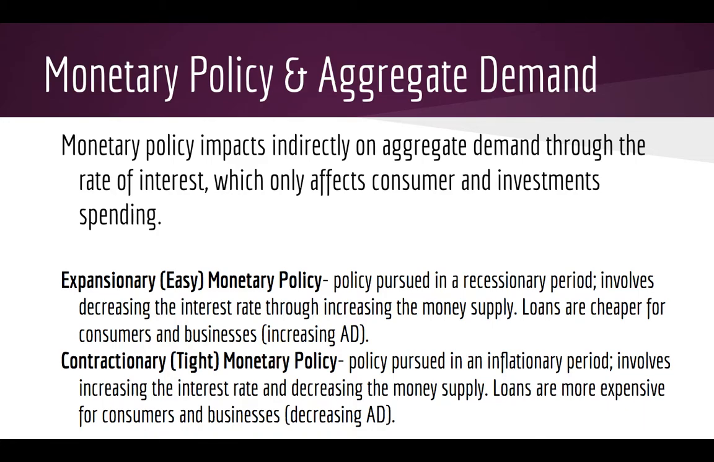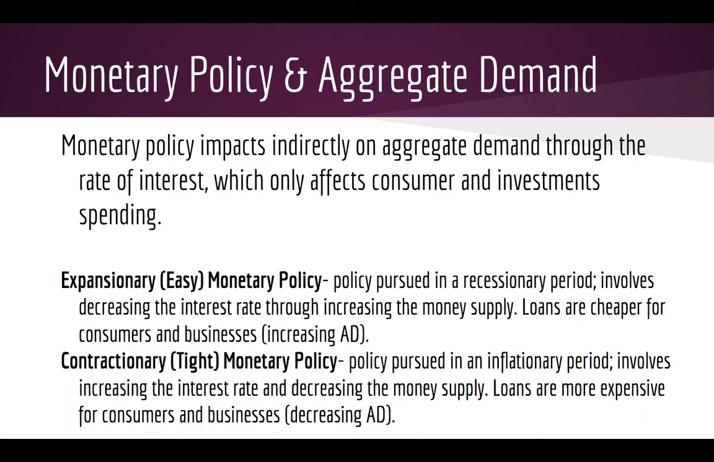So now we're going to move on to monetary policy and aggregate demand. This relationship that exists, monetary policy impacts aggregate demand indirectly. This is something I mentioned earlier, through the rate of interest, which affects consumer and investment spending. If you want to have expansionary or easy monetary policy, what you're going to do is pursue a policy to grow demand. In other words, we're in a recessionary period where you're going to want to decrease the interest rate and increase the money supply.